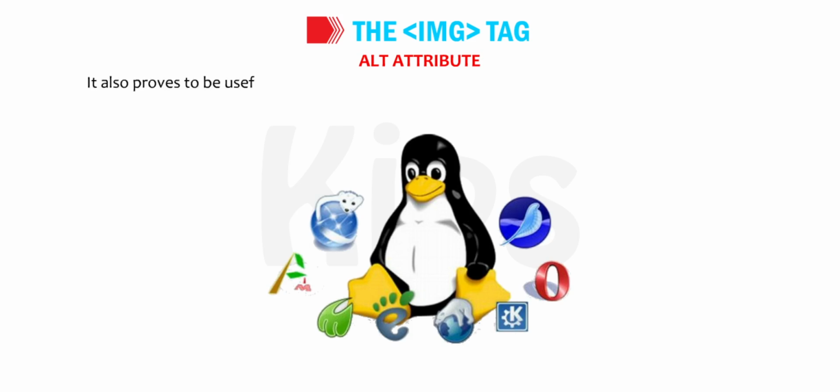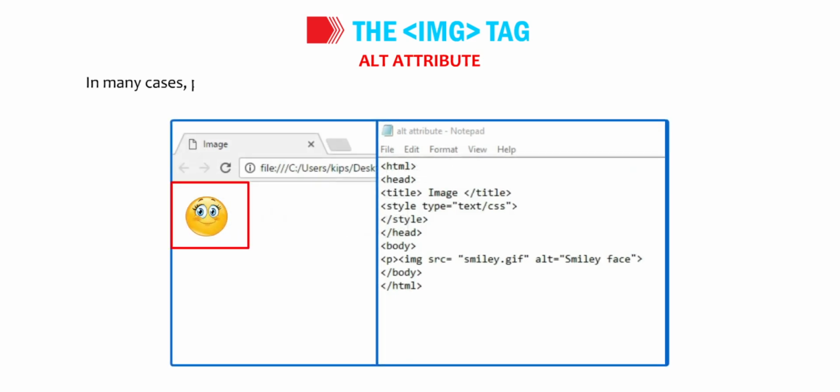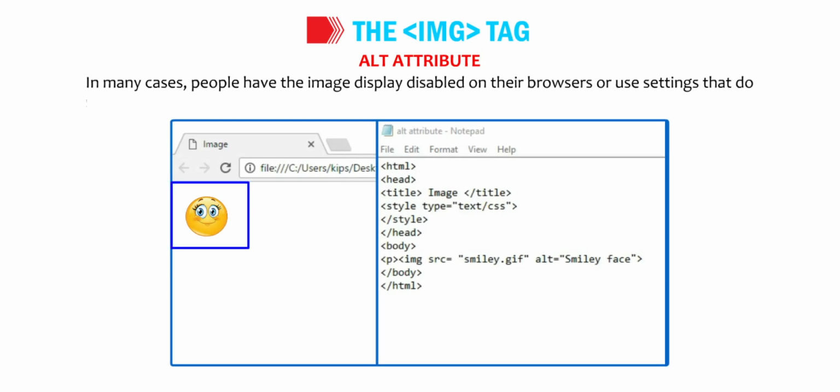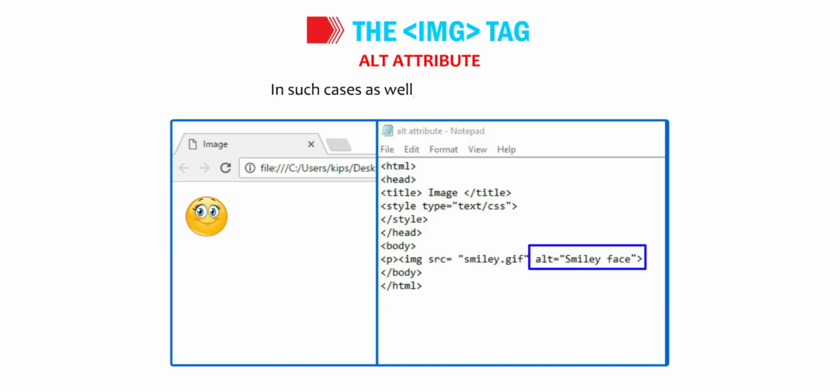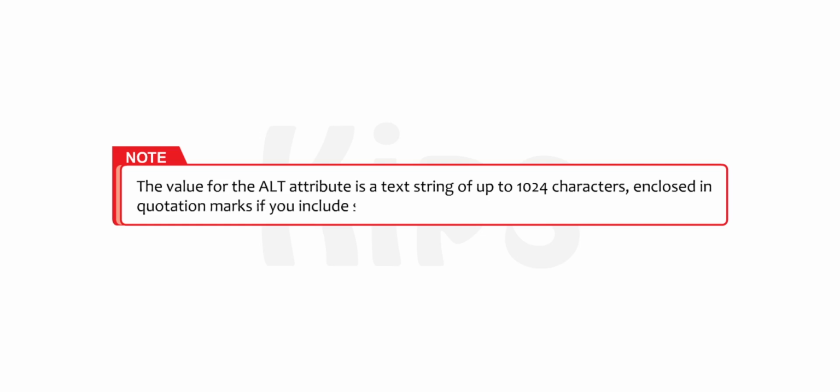It also proves to be useful when the user is a blind surfer for whom the browser is programmed to read aloud the alternate text instead of displaying the image. In many cases, people have the image display disabled on their browsers or use settings that do not support automatic loading of images. In such cases as well, the alt attribute is used. Students, note the value for the alt attribute is a text string of up to 1024 characters, enclosed in quotation marks if you include spaces or other punctuation.